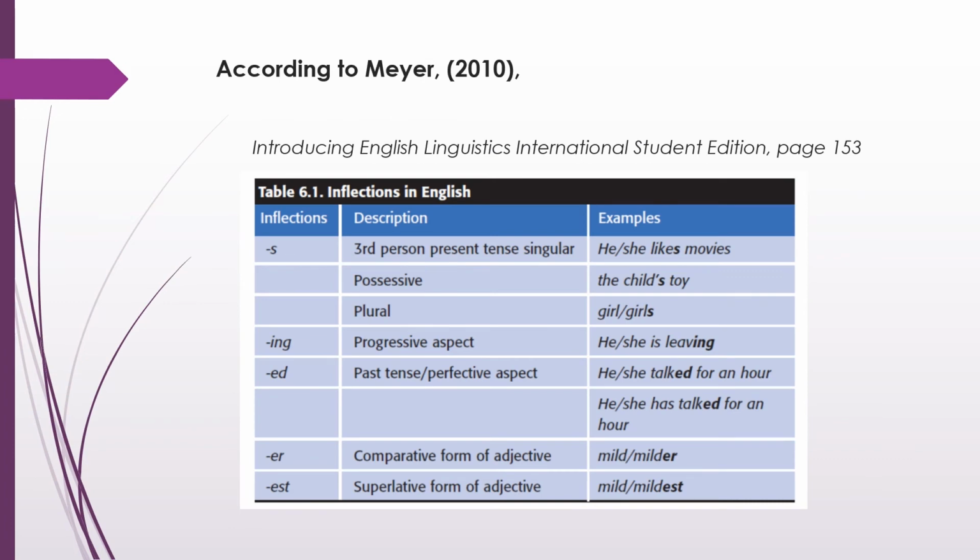So these are the lists by Mayer, in Introducing English Linguistics, International Student Edition, page 153. You will find this in there. So this list is here. You can see the functions in there: 1, 2, 3, 4, 5, 6, 7, 8. So 8 inflectional morphemes, and these are the ways. You can pause it here and see in detail, or you can take a screenshot for your collection as well.